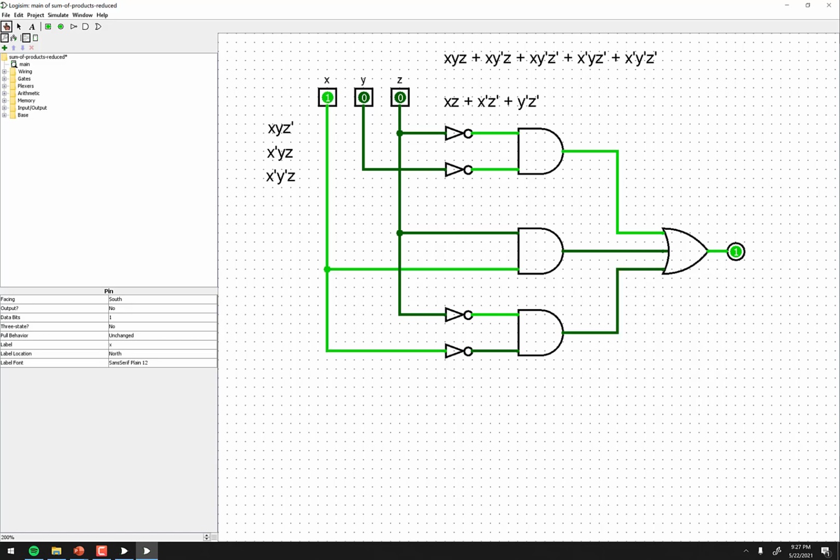So x, y, z bar gives me 0. X bar, y, z gives me a 0. And then x bar, y bar, z gives me 0, right? So this demonstrates clearly that the bigger circuit and this reduced one have the exact same functionality. They do exactly the same thing with the exact same x, y, and z inputs. You'll get the same output regardless.